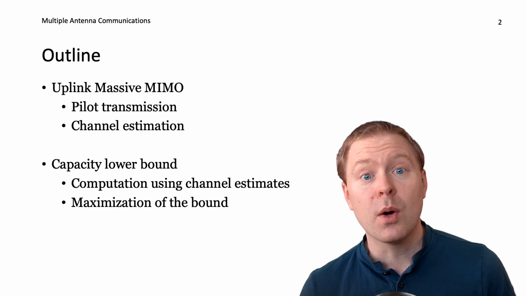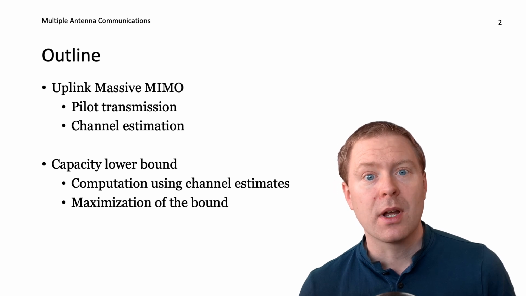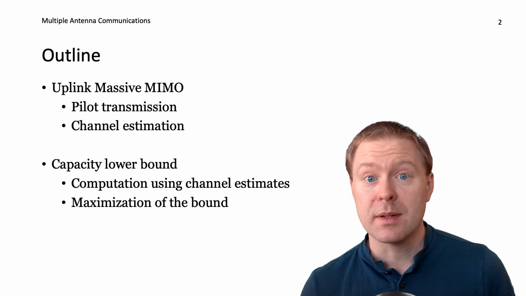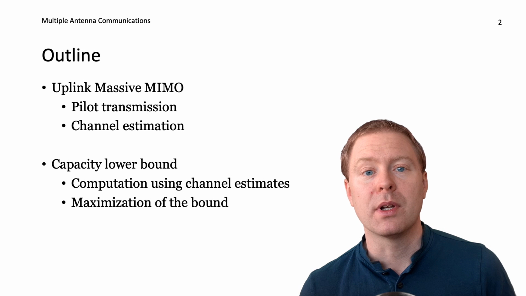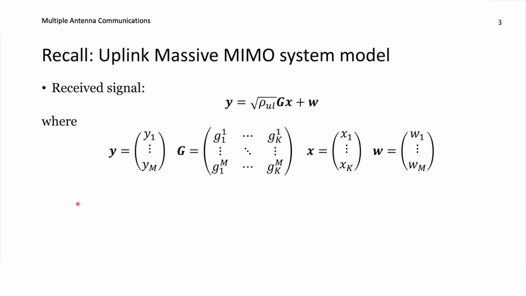We are computing a lower bound on a channel capacity for linear receivers, and we are developing the expressions for the case when we are using MMSE channel estimates, and we are finding the optimal linear receiver based on those expressions. So recall first this uplink massive MIMO system model that I've been talking about in the previous lecture.